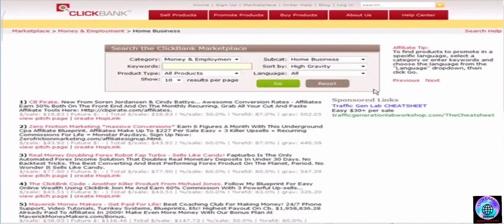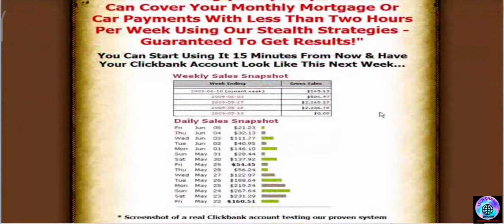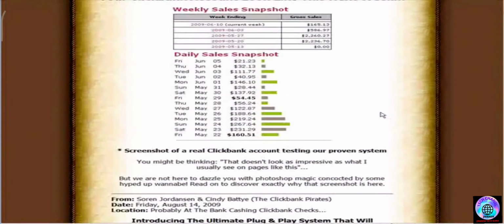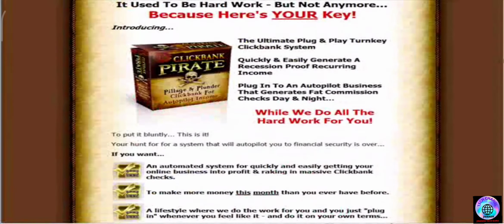Now what we want to do is check out the pitch page. So let's just take the first product here. Okay, so here's the pitch page for ClickBank Pirate. Now we're going to look through here, and of course we're looking for images that we can use in a promotional video. So the first thing I'm going to want to see is an ebook image or video image or whatever it is, some sort of product image. Okay, so here's one here.